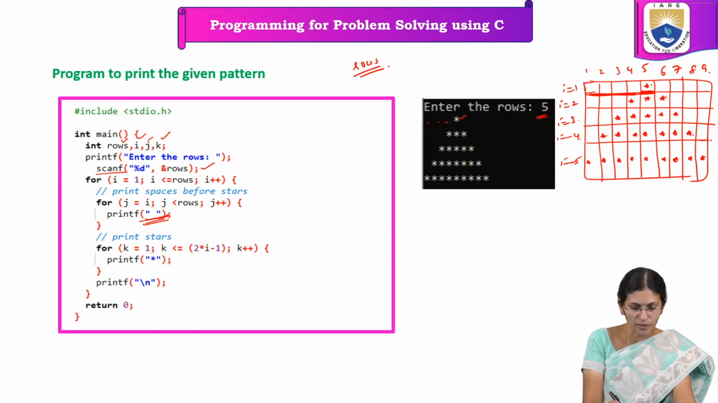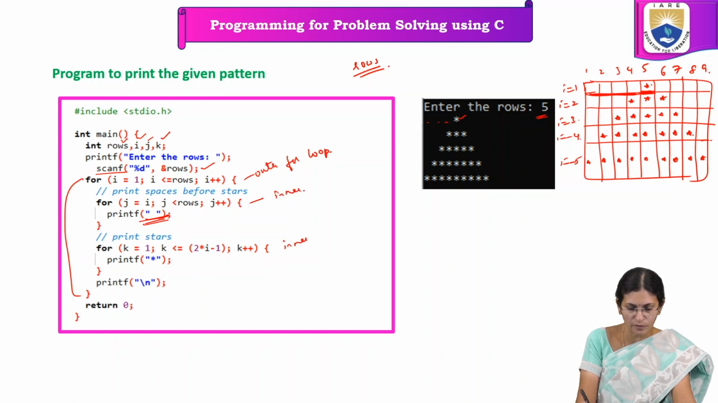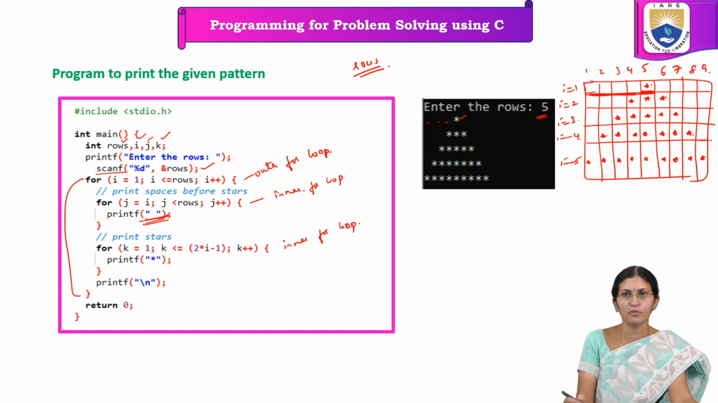So this one is the outer for loop, and this is an inner for loop. This one is also an inner for loop, and we have two inner for loops here. So three loops we have used here.